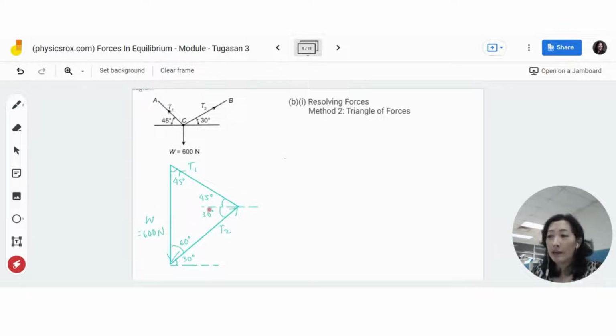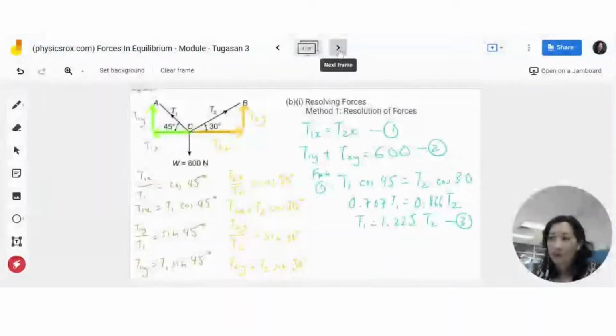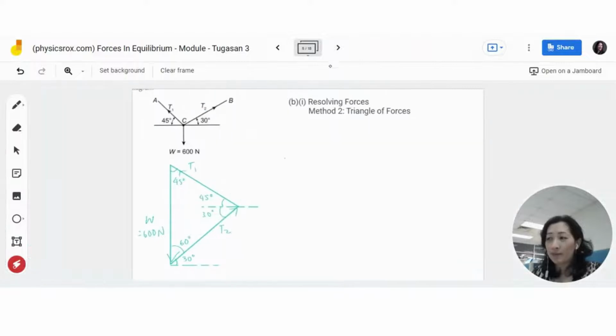So instead, how to solve this is you'll have to either use the sine rule or divide this into two and find again T1 cos 45, T1 sine 45, T2 cos 30, and T2 sine 30, which means you have to use the resolution of forces method again, which is pretty much what we have already solved over here. So I'm not going to use that method.